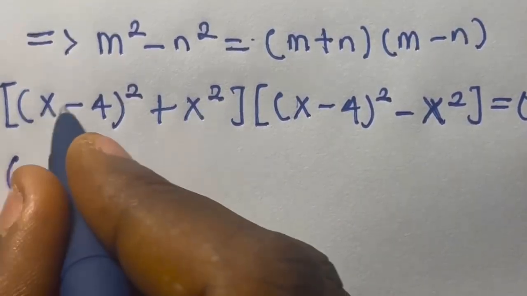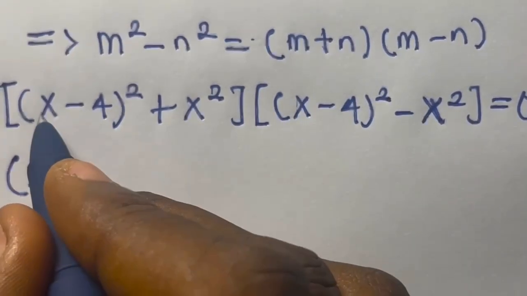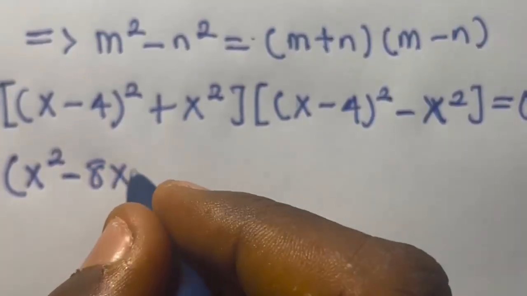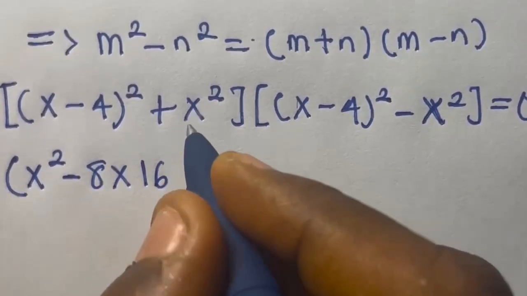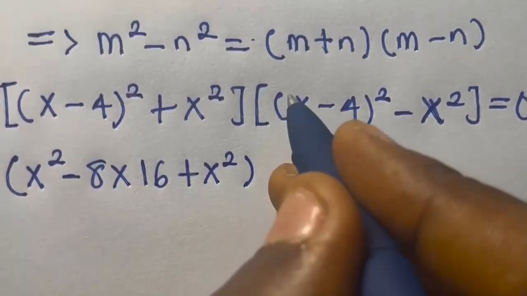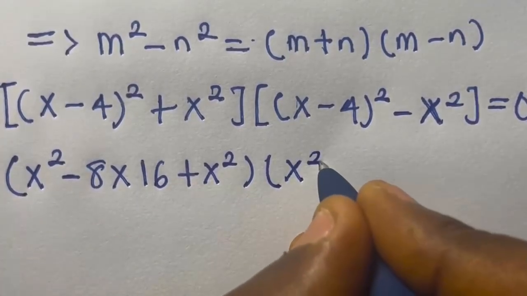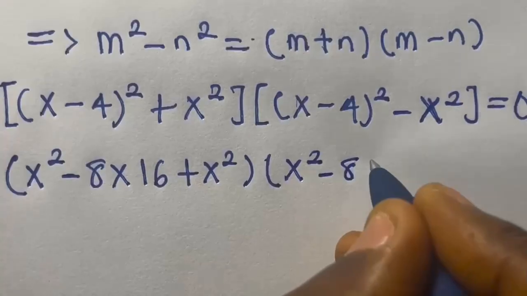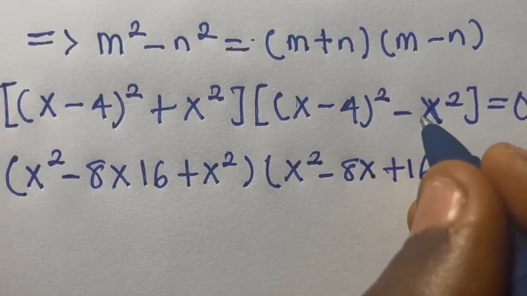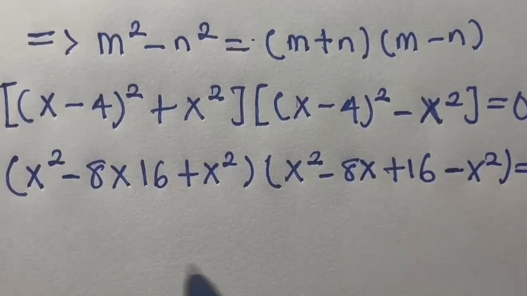This will be x squared, then we have 2 times 4 times x, so that is minus 8x. Then we have minus 4 squared, and that is 16. We also have this being added by x squared. Again, we do the same thing to this. We have x squared minus 8x plus 16. Then we subtract x squared here, then equate it to 0.